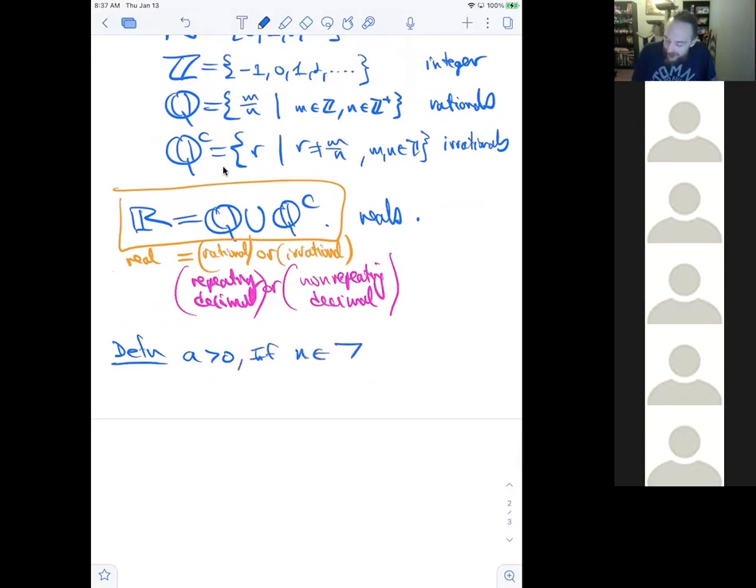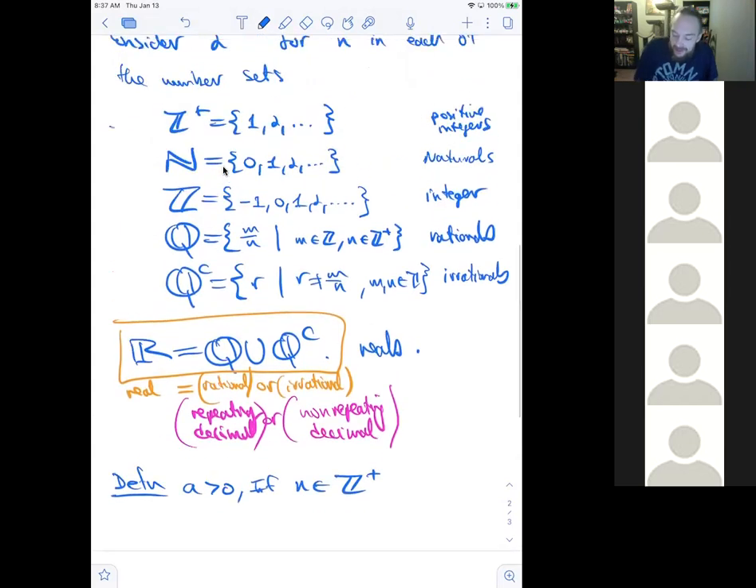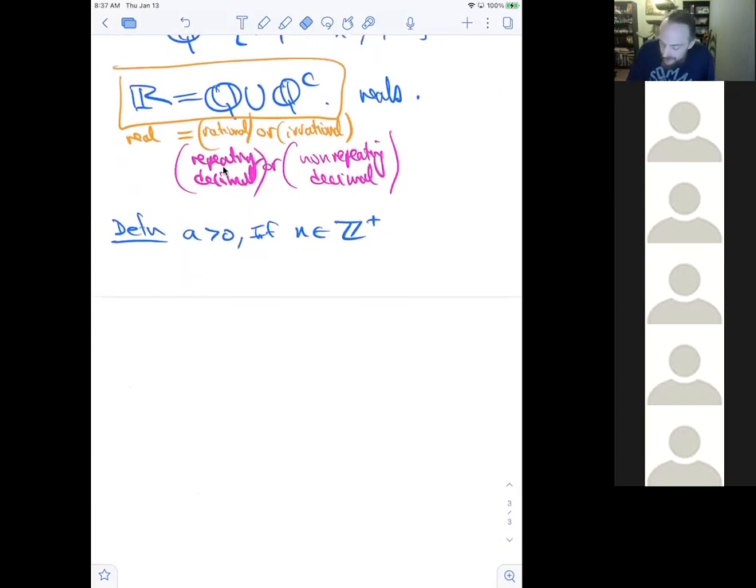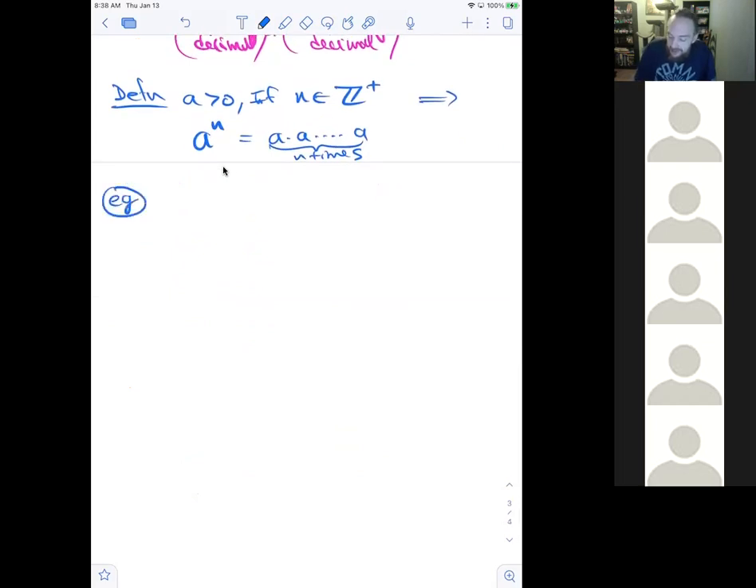If n is a positive integer, so we start with the first set, and if we start with this set, what do we get? We end up just multiplying: a to the n is equal to a times a times a, and we're going to do this n times. As an immediate example, if we take 2 to the 3, this exactly means 2 times 2 times 2, 3 times, which ends up being the number 8. So you're going to get a number.